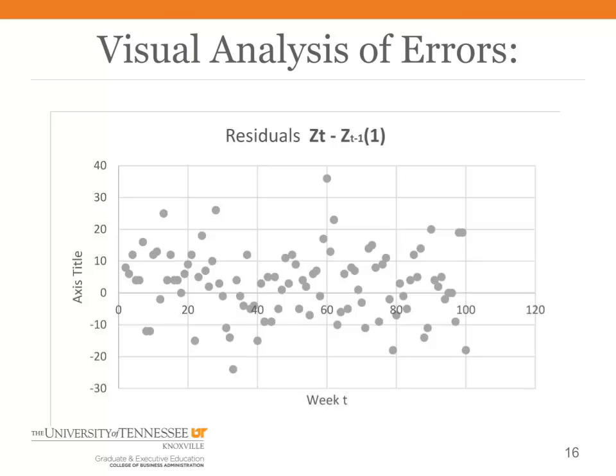The other thing that you might notice is that in week 60, there was a fairly large error. The actual sales exceeded the forecast made a week earlier by about 35. So that's probably an outlier that we would investigate and probably would find some special reason to explain that.